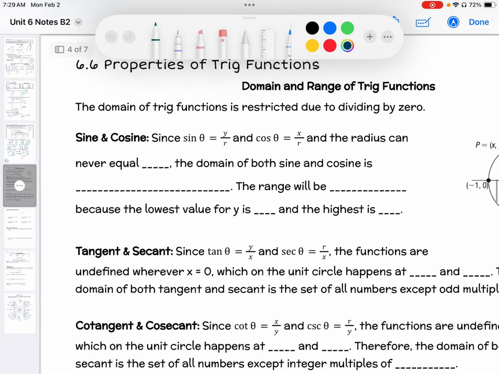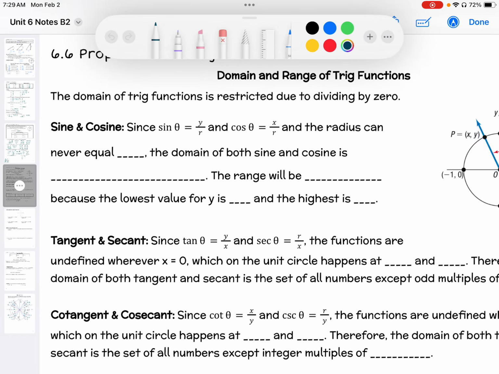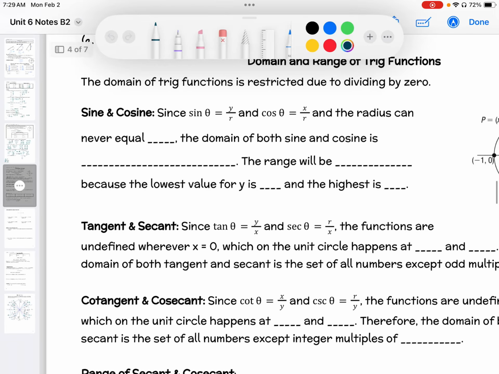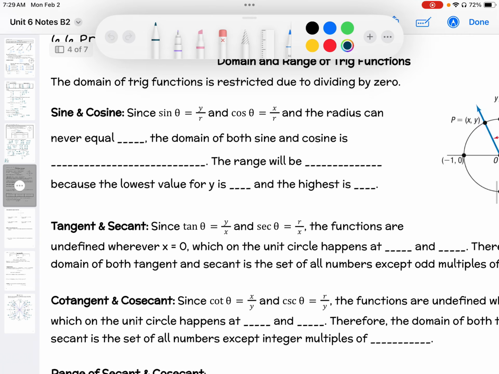All right, I'm going to be on page 9 of the notes. We're going to be talking about the domain and range of trig functions. So remember that every trig function is a ratio, it's a fraction. So the domain is going to be restricted if we ever have to divide by 0. So we're going to go around the unit circle and look at these values and see where this function would be undefined because we divided by 0.